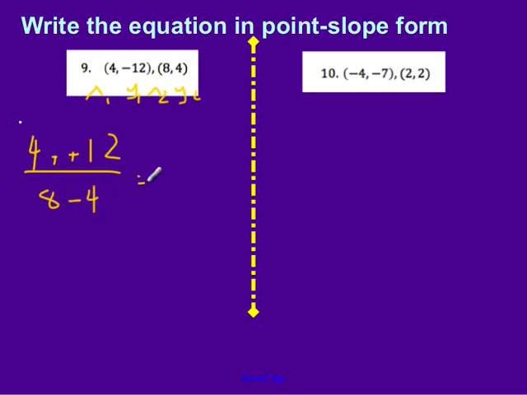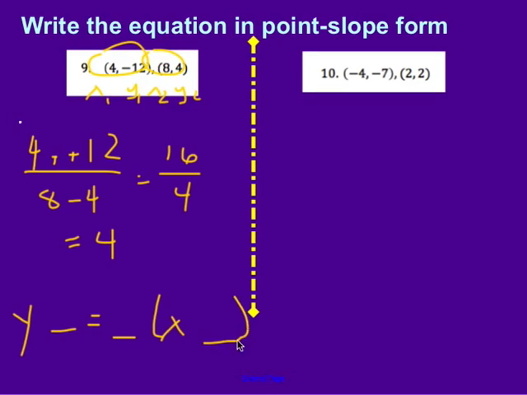Then 4 plus 12 is 16, and 8 minus 4 is 4. 16 divided by 4 is 4. So now we have our slope, and we can put it into point slope form. To do that, we have to choose one of the 2 points. It actually doesn't matter which point you choose; either one represents the same equation. So for fun, let's just use the second point. Again, I'm going to set up my puzzle. The slope goes here, and then here is going to be the opposite of my y coordinate.